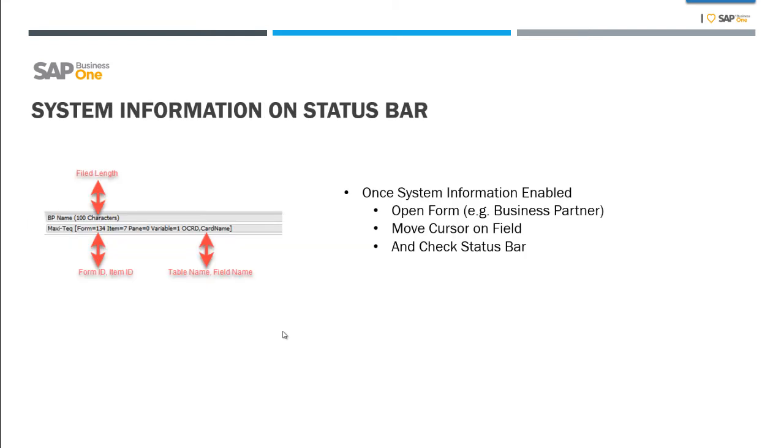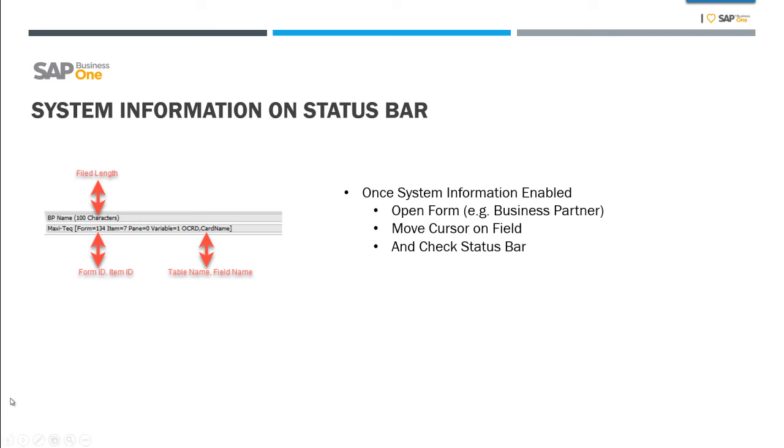Once the system information is enabled, we can move the cursor to a form field and check the details related to the field on the status bar, such as the table name, field name, form ID, item ID, and field length. We require this information when we are doing technical developments, or when we need to understand where this information is saved in the database. We can check this with the system information on the status bar.